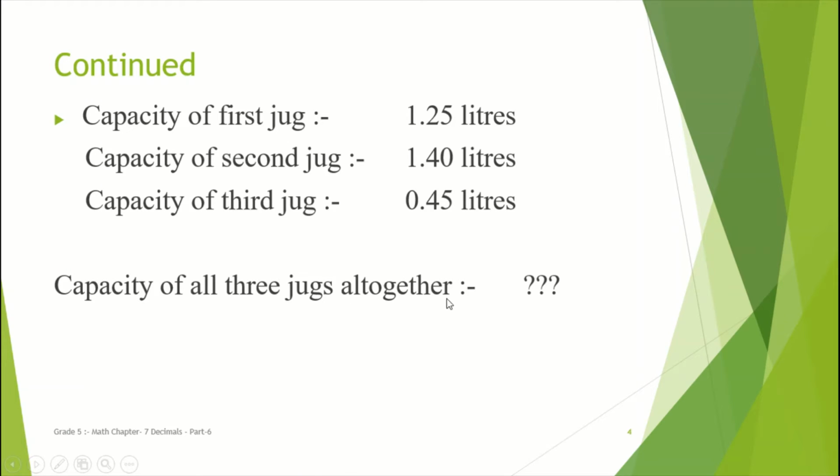Since we have the keyword all together, what is the order of operation? Yes, the order of operation is addition. What we need to do? We need to add all these decimal numbers to get the holding capacity of all 3 jugs. Now we will see the addition part. In our previous video, we have already seen how to add the numbers. Here once again we will revise it.